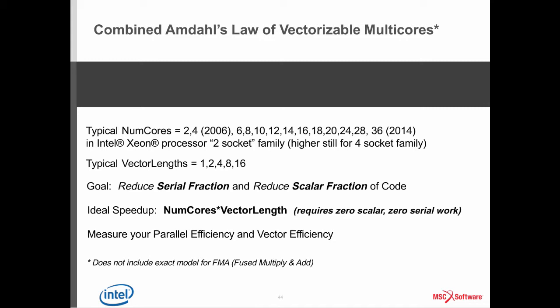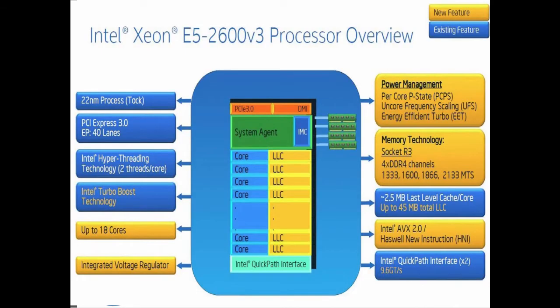So the goal, of course, is to reduce the serial fraction that does not execute across the cores, and then reduce the scalar fraction of the code that does not use the vector unit. And if you do all that, your vector speedup will be the number of cores times the vector length. And so that's where that 22x has been coming from, all the changes that have gone on at the hardware level.